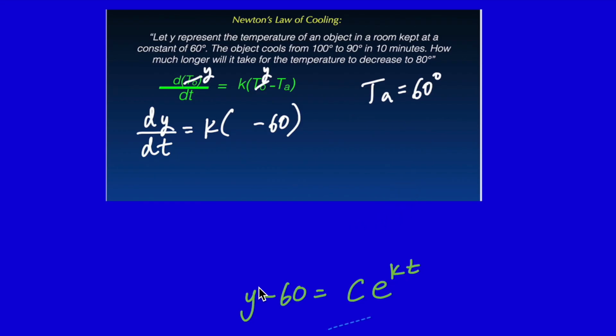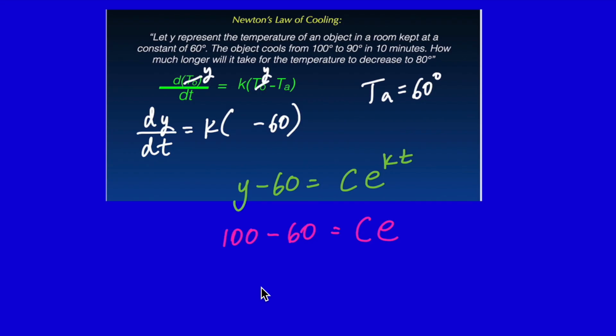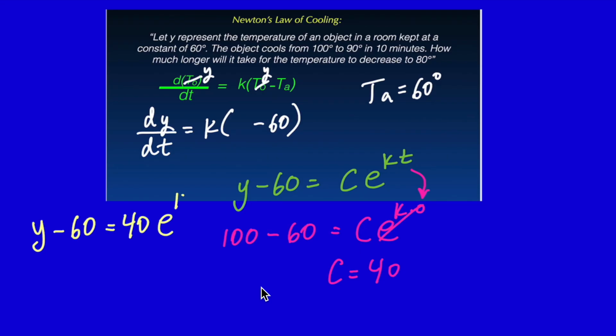Okay, so we are told now that initially the object is 100 degrees. So if we have an initial object of 100 degrees, that is our initial temperature, and the time at that initial temperature is going to be 0. So we're going to put in t equals 0 here, and when we do that, that's going to go to 1, and we're going to get a C value of 40. So let's go ahead and rewrite this equation. We're going to have y minus 60 equals 40 times e to the kt.